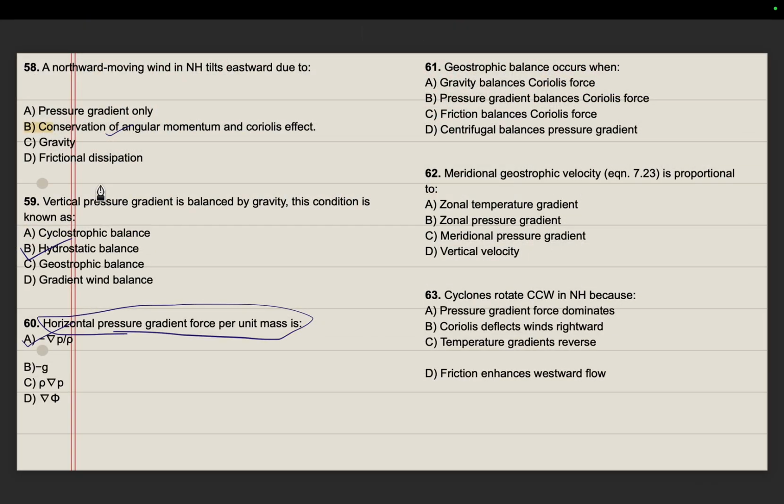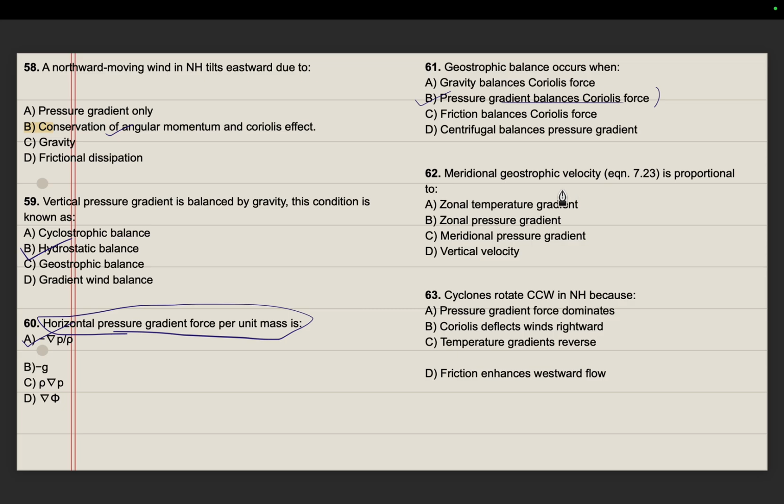And question 61, geostrophic balance occurs when what? Gravity balances the Coriolis force, pressure gradient balances the Coriolis force, friction balances the Coriolis force, or the centrifugal force balances the pressure gradient. 61 is option B. The pressure gradient force balances the Coriolis force. A part of the Coriolis force comes from the centrifugal force and the angular momentum conservation, which we saw in the previous slide.